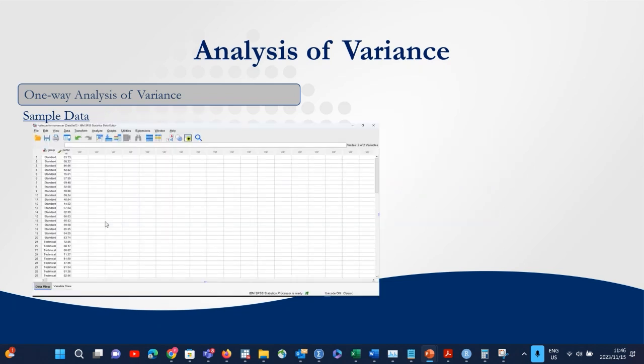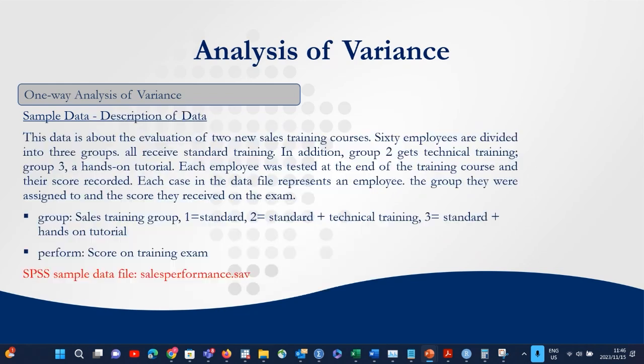So the null hypothesis will say that the scores for those who got standard training are the same as those who got standard plus technical, and the same as those who got standard plus a hands-on tutorial. That's the null hypothesis. The alternate hypothesis will say at least one of the pairs is different. So maybe 1 and 2 are different, or 2 and 3 are different, or all of them are different, but at least there is one pair that is different.